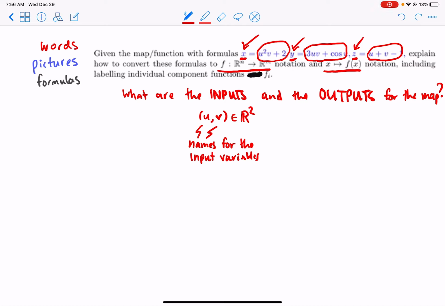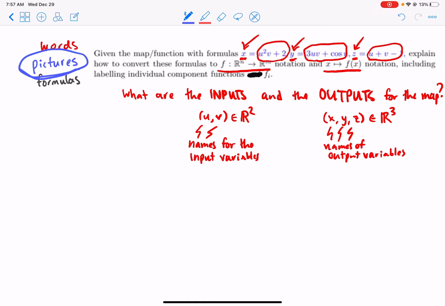Okay, and then the outputs are this x, y, and z. So x, y, z is an element of R3, we're thinking, because these are the names of output variables. Okay. And so right away, I'm just going to jot down a picture in blue.